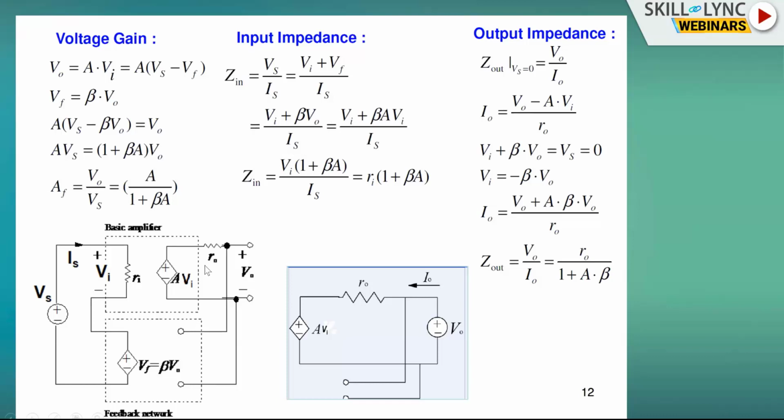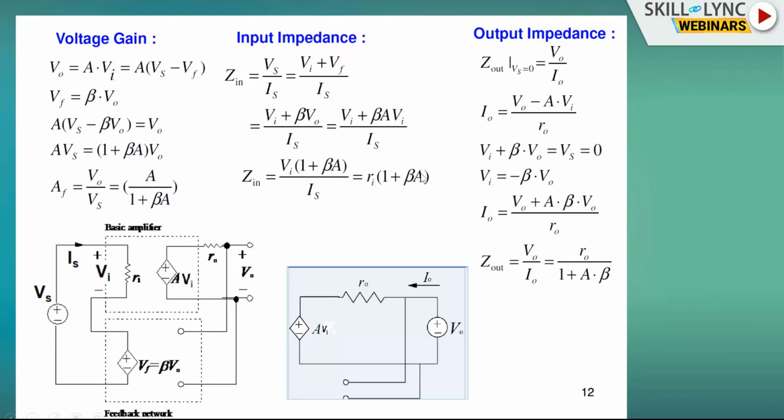V0 is equal to A Va, this we know. We substitute here: Va plus beta A Va by Is. Therefore, Zin is equal to, taking Va common, Va into 1 plus beta A by Is. Va by Is is equal to Ri, which is Va by the current flowing through it. So Va by Is is equal to Ri. So Zin is Ri into 1 plus beta A.